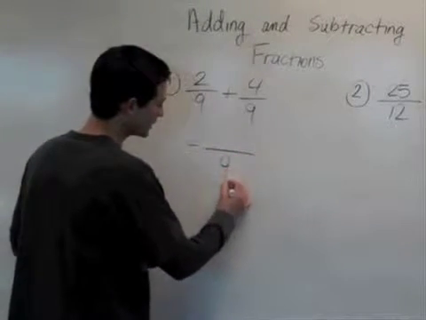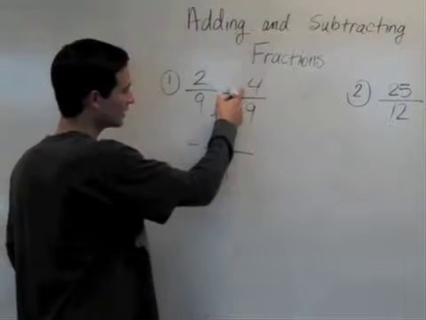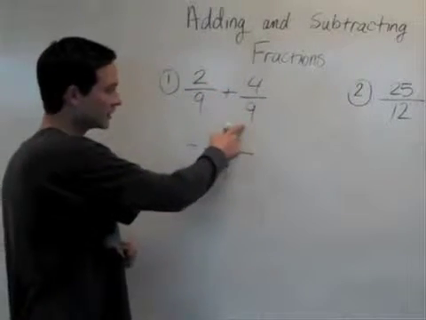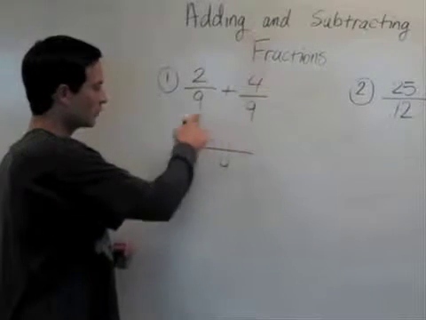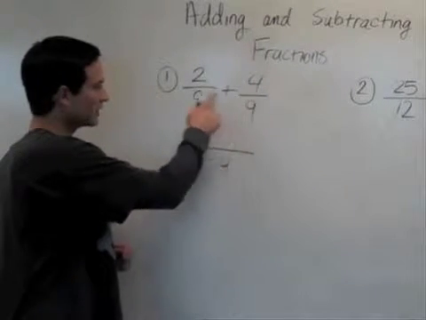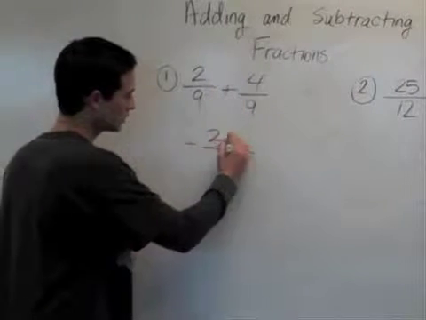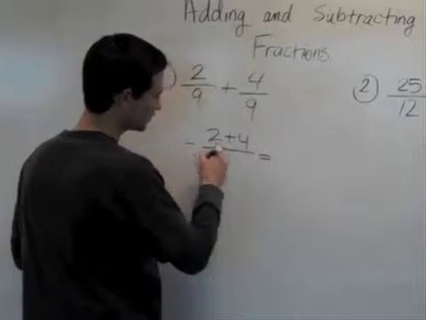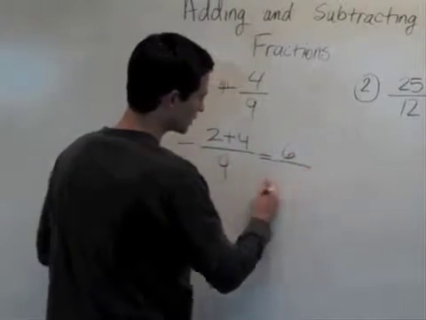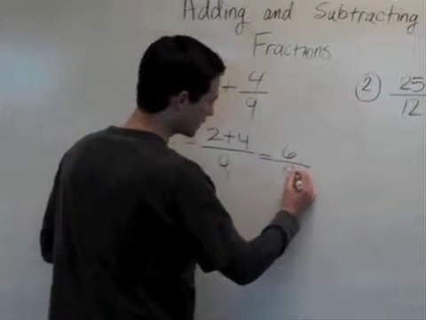just use that same denominator, 9, and we just add the numerators. We don't add the denominators. That would be wrong. We would not want 18 as the denominator. We're going to have 9 still as the denominator. And then we just add 2 plus 4. And that gives us 2 plus 4 is 6, divided by our denominator, 9.